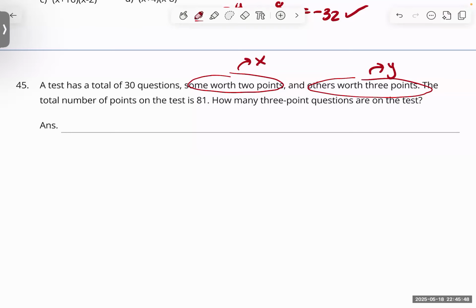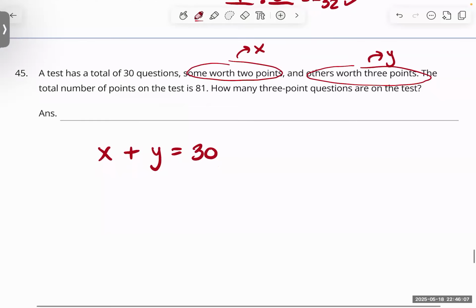So a test has a total of 30 questions. So I have however many X amount of questions worth 2 points. The rest are questions worth 3 points. So however many that is, X plus Y equals 30. That's how many questions there are. And at the same time, the total number of points on the test is 81. So I have 2 equations.